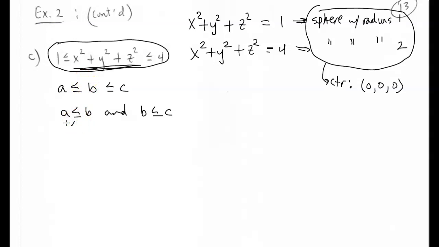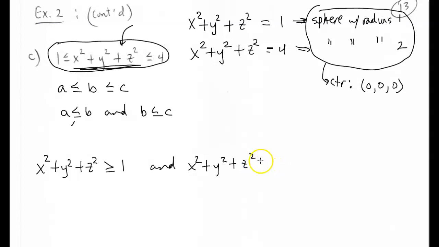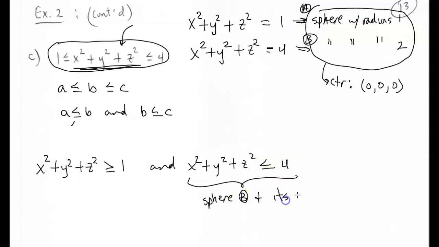In this case, we want to know what are going to be the points on the sphere, or in this case on the interior of the sphere, that are going to be in common. So what we have here is x squared plus y squared plus z squared is greater than or equal to 1, and x squared plus y squared plus z squared is less than or equal to 4. This is the sphere that we talked about earlier, and I'll call this sphere A, and this sphere B. So this is going to be sphere B and its interior points.